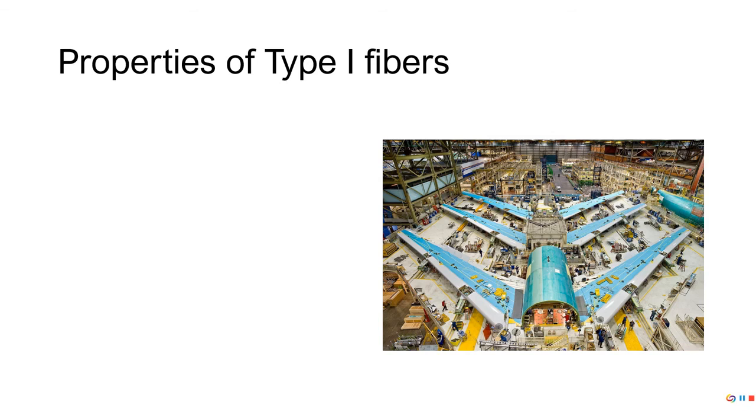Okay, there's several properties of type 1 fibers that I liken unto a factory. Okay, and so here's a picture of, I believe, the Boeing plant in Everett, Washington. Okay, this is a massive building. All right, I've actually been in this building. It's crazy, especially when you see like 15 747s parked inside of this building. It gives you an idea of how big it is.